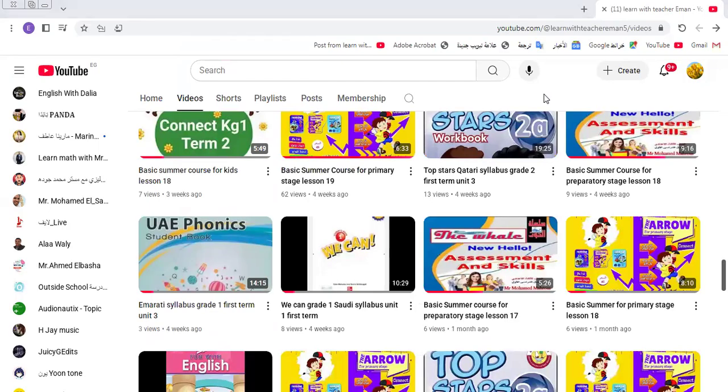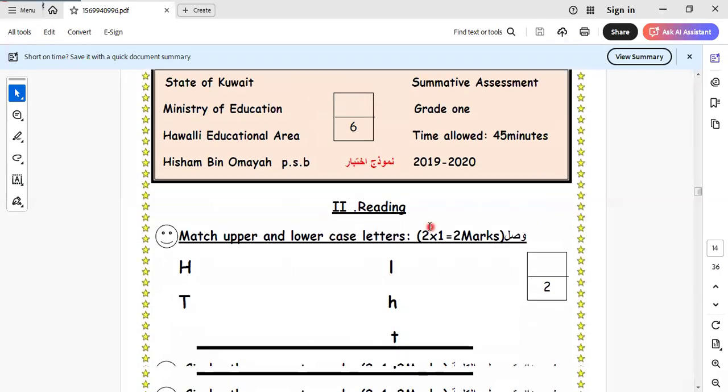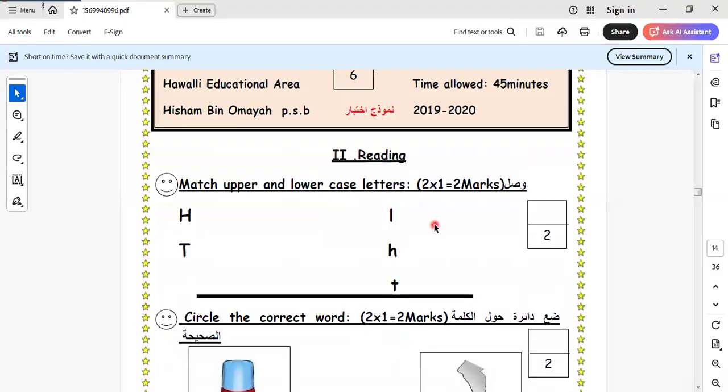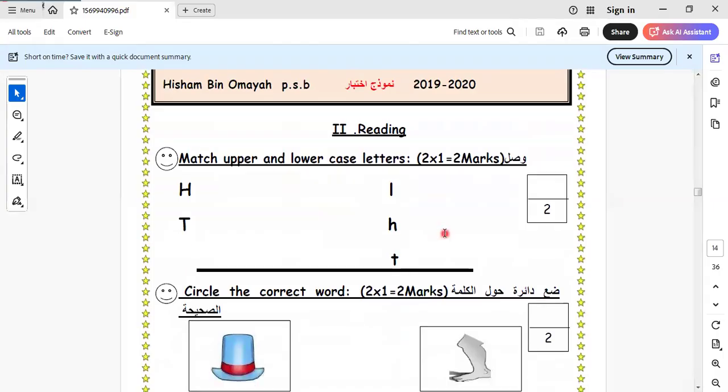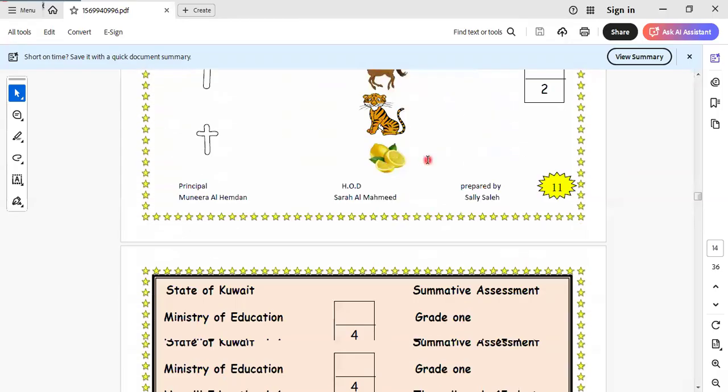Let's go to our exercise that we practice today. Today, I will answer an exam. It is not the exam itself, but it's an example for your exam later. Here in the exam we have three questions.